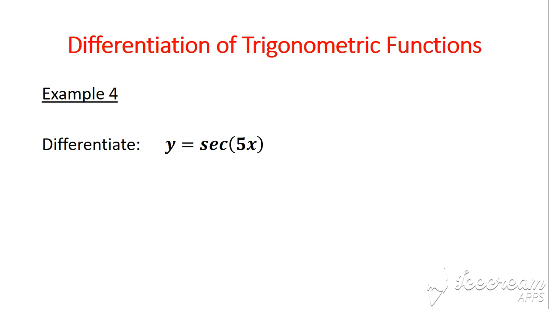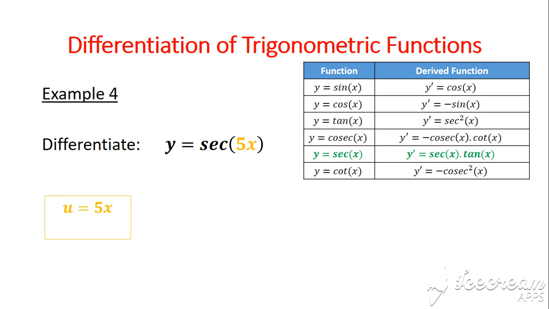All right, and finally, example 4. Let's differentiate y is equal to sec bracket 5x. Well, once again, this is a composite function. We have u is equal to 5x, a function inside the sec function. Looking at our table, we can see that the sec function turns into the sec function times the tan function. So y dash will become sec of 5x times tan of 5x.